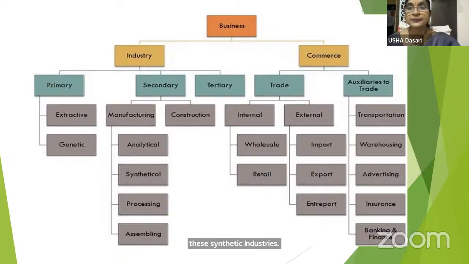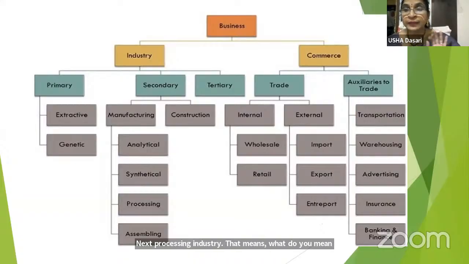Next, the processing industry. What do you mean by that here? Processing industry means a product will pass through various processes to become the final product. For example, the cotton textile industry, the sugar industry. Sugarcane raw material is converted into the finished product, that is sugar, through nearly 5 to 10 processes. So finally, we get the finished product of sugar. Those industries are called processing industries.